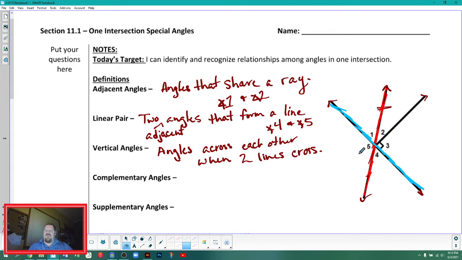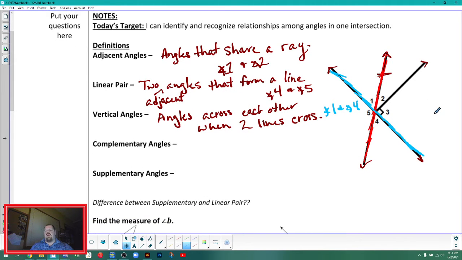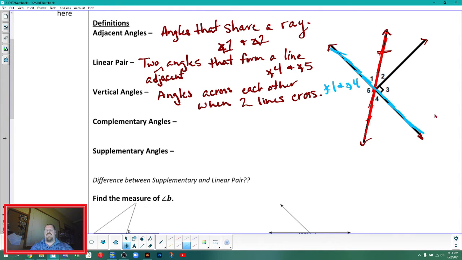But anyways, I have these two lines cross, this red line, this blue line. Angles 1 and 4 are across the vertex from each other. So they are vertical angles. My example here would be angle 1 and angle 4. They're actually my only pair of vertical angles because of this weird third kind of, it's not really a line, it's just a ray. It starts at that same vertex and goes off in another direction. So that's okay. But angles 1 and 4 are our vertical angles, the only two that we have here.